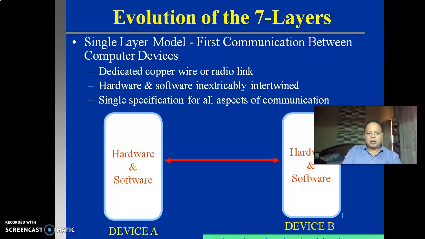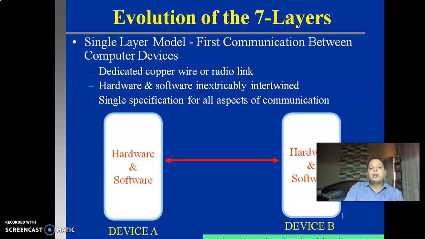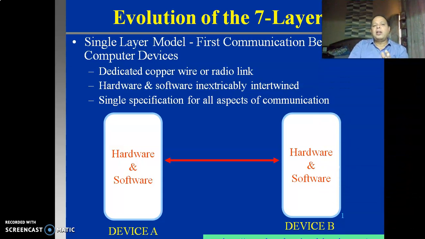That is another question you might be interested in. So, you can have a single layer model. You can see on the screen that even a single layer model is possible. This single layer model has one device, the transmitting device, on the left hand side, and the receiving device on the right hand side. These devices consist of hardware and software. The hardware is something like the network interface card, the basic processing unit, and so on. The software consists of the stack of protocols behind the communication between these two computers. And this can be connected using a dedicated copper wire or radio link.